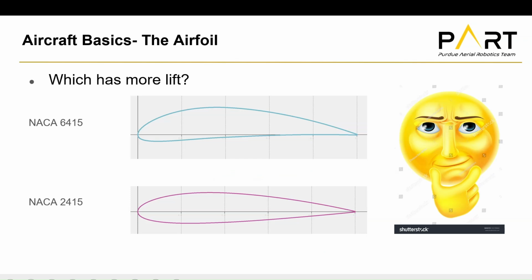So let's do a little talk here. I forgot about this guy. So we're thinking here, which one has more lift? We'll get into this. Let's just see if you guys can figure this out. You have 5 seconds. In 5 seconds, you say, is it the 6415 or the 2415? 5, 4, 3, 2, 1. If you said the 6415, you'd be correct. Why?